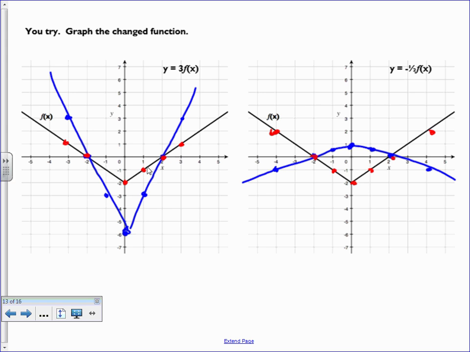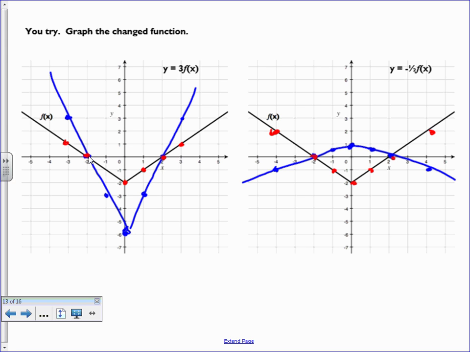Oh, I'm missing one right there. But you get the idea. I put all these points on my original function. Now here, at an input value of 0 on the original function, the output here is -2. What am I doing with my new function? 3 times f of x. So take that output, -2, multiply by 3, and you're down to -6.